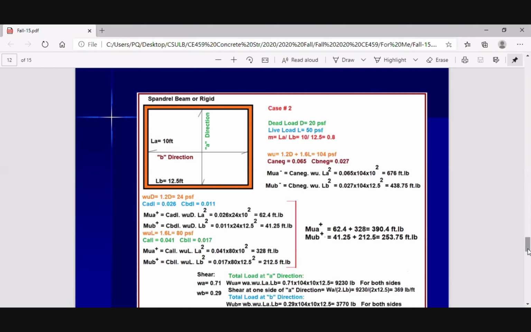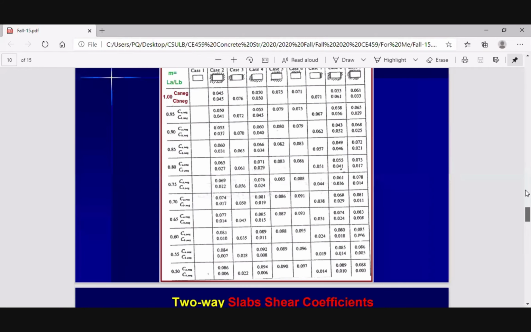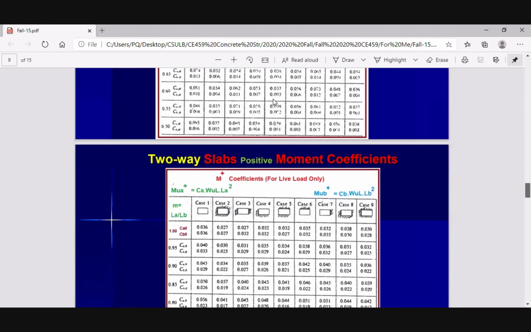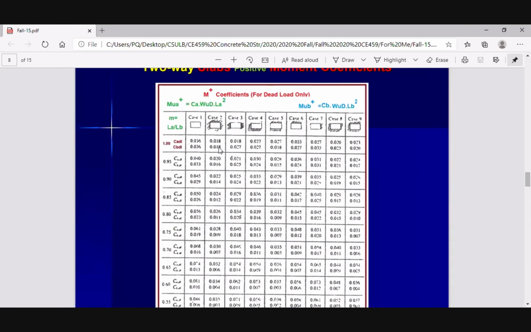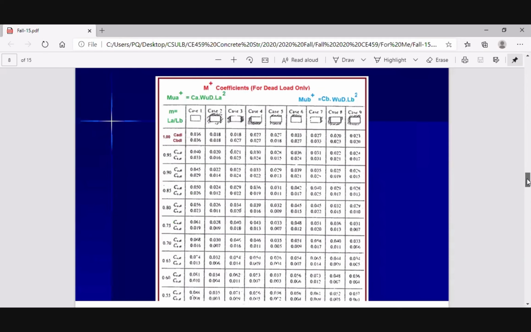Case 2 again. Let's go to this one. For dead load only, look at this. I will go to this M positive, dead load only. So for LA over LB, 0.8 because we calculate that. And case 2, look at this. This is case 2. All of them are case 2. We have fixed support at 4 sides. So your CA dead load is 0.024, CB 0.012, 0.024, and 0.012 for dead load.